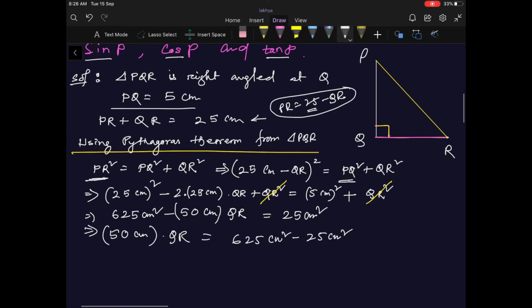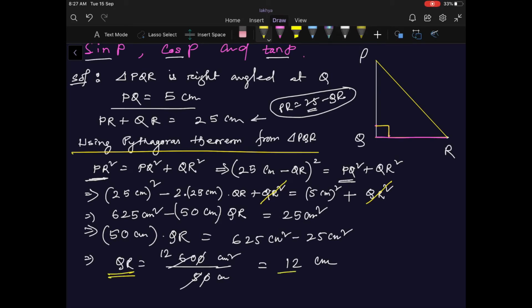So what will be the value of QR? That's equal to 625 centimeter square minus 25 centimeter square, that's equal to 600 centimeter square by 50 centimeter. So it's going to be 12, isn't it? 12 centimeter. So QR we have got 12 centimeter. Now put this value of QR.